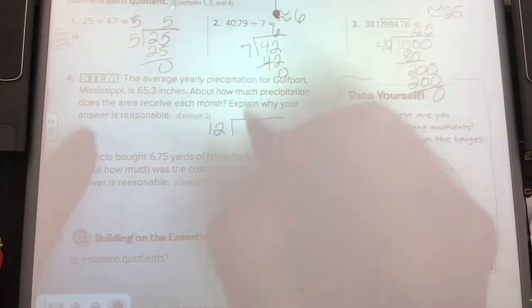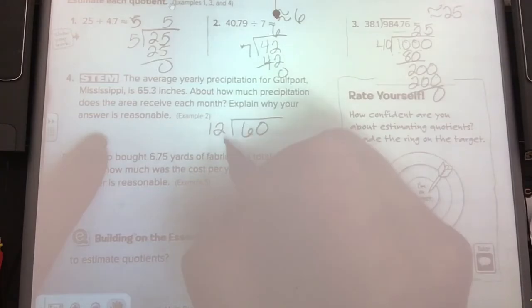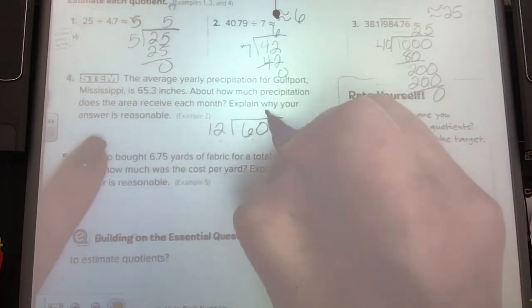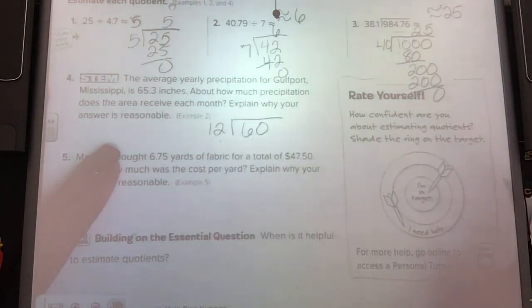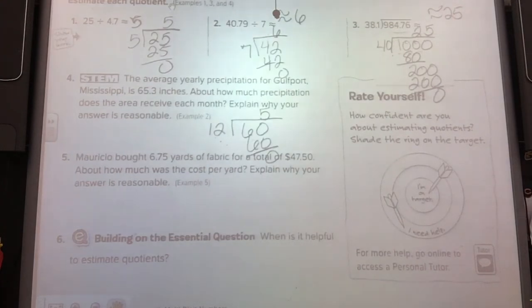How about 60? If you said 60, you're right. So 60 divided by 12 would be what? 12 goes into 60 how many times? And you get an answer of 5. So your estimation is about 5 inches per month.